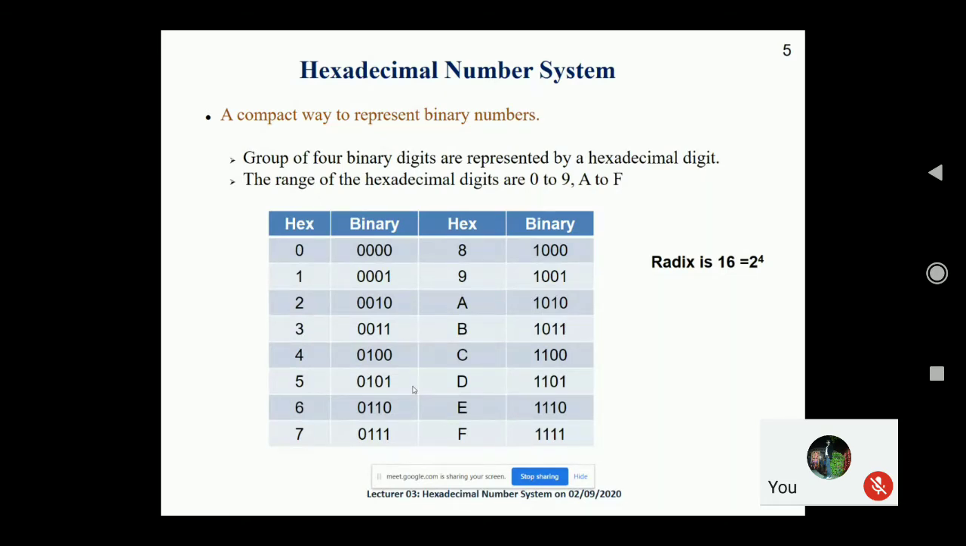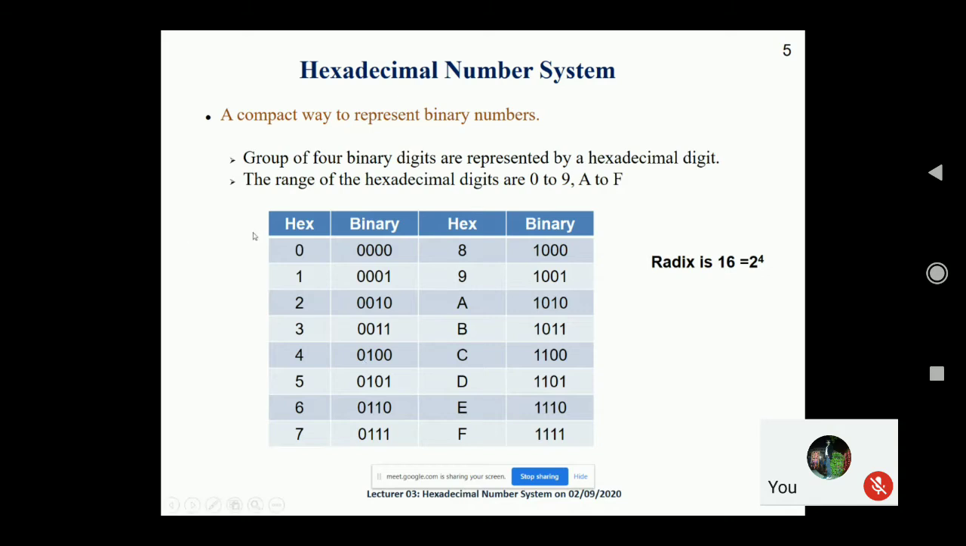Now you may ask: why do we use A after 9, why not 10? Because, for example, for some ASCII characters we convert to binary numbers. For competition purposes, it minimizes the complexity. So instead of 10 we use A, instead of 11 we use B, and so on. It is called hexadecimal; hexa means it is a combination of numbers and alphabets. It is very easy.